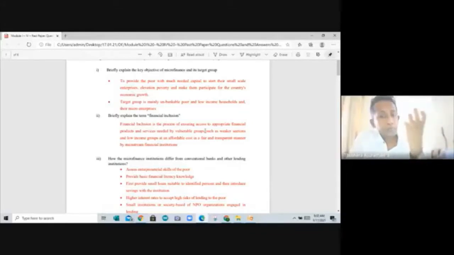Then who are the beneficiaries? That is part 2: vulnerable groups like the poor, low income and so on. So the number 2 is the target market.